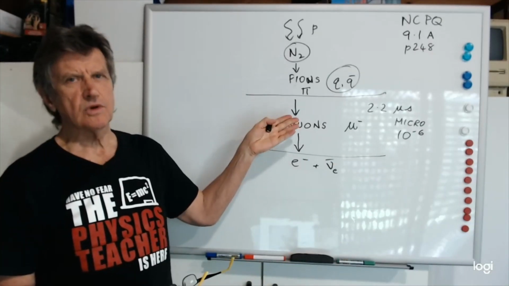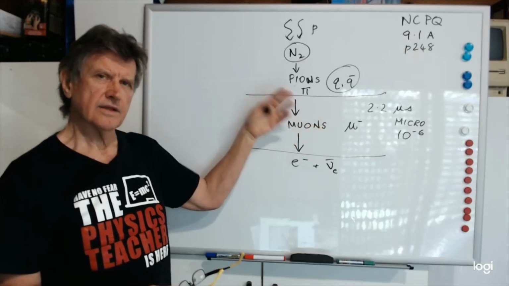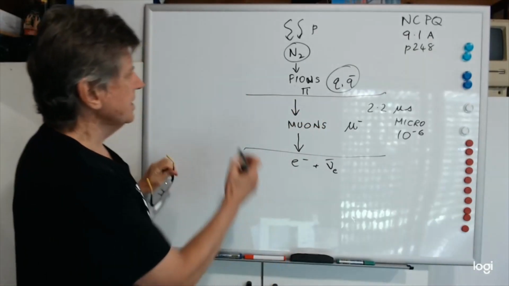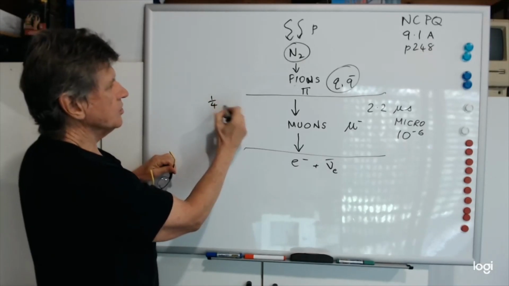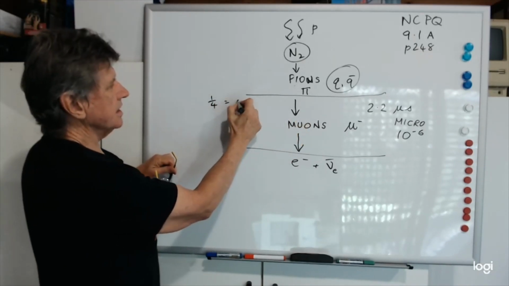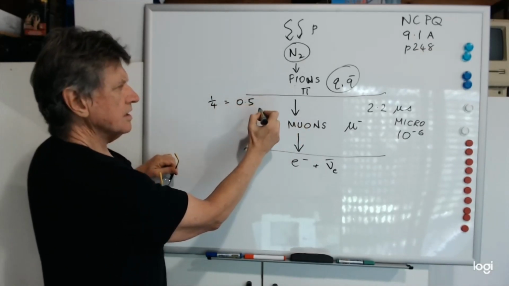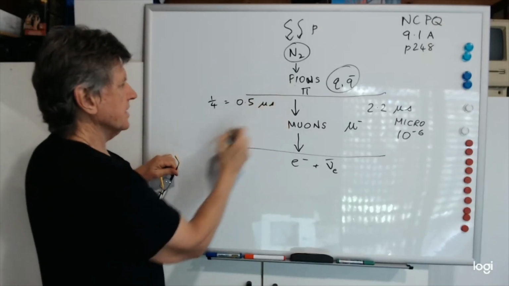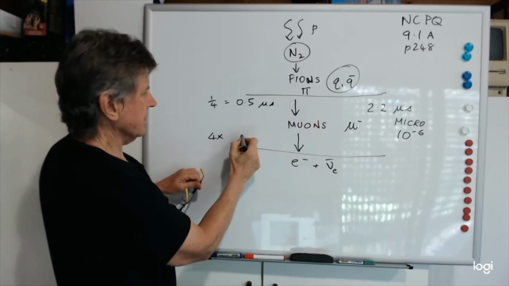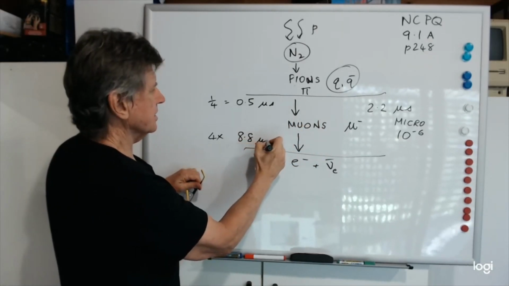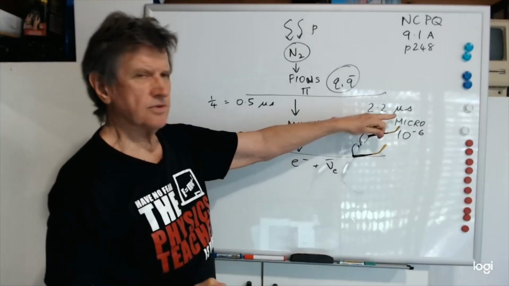Now some of them will last longer than that, others will be a shorter time than that. Now you could get some that are about a quarter of that, so a quarter of that might be, say, 0.5 microseconds, and you might get some that are about 4 times that, so that's about 8.8 microseconds. The average is about 2.2.